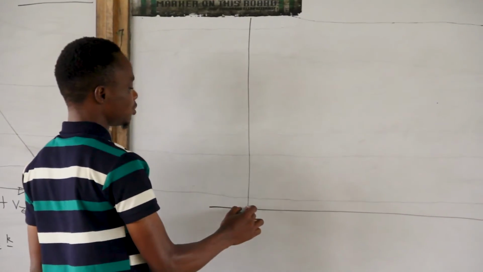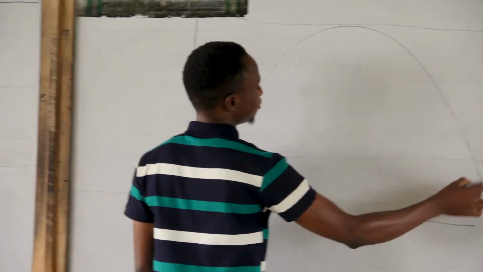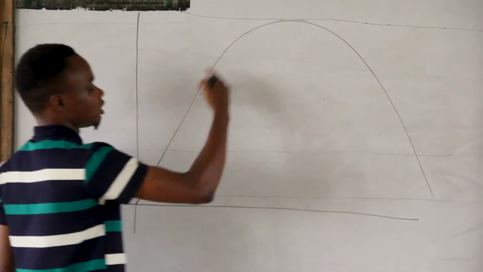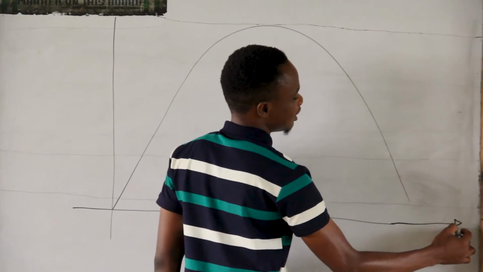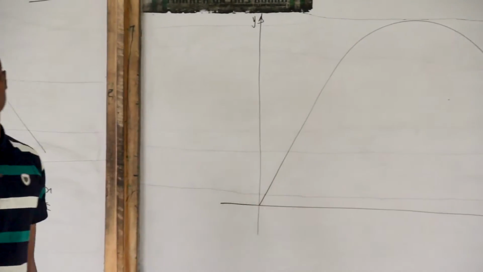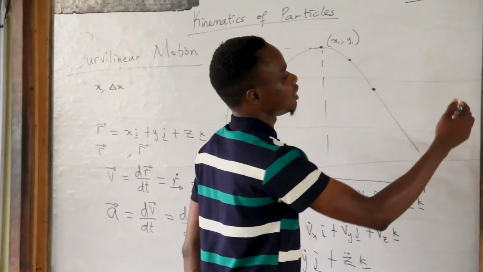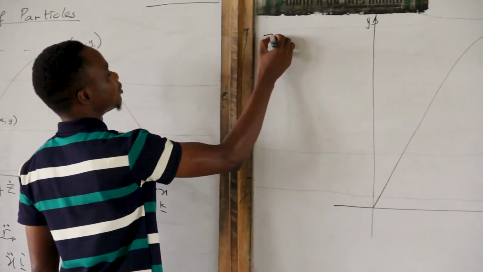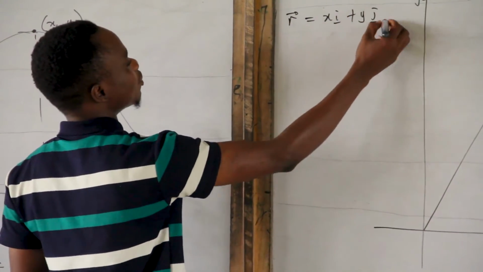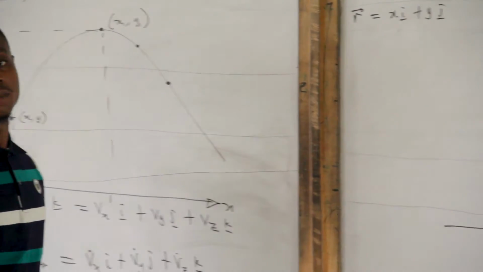So you know examples of projectile motion before now. You have something like this. You can see that the motion simultaneously proceeds in the x and y direction. That means in this case, I can get the position at any point, and I can write it as x i plus y j. Is it very clear? Alright.